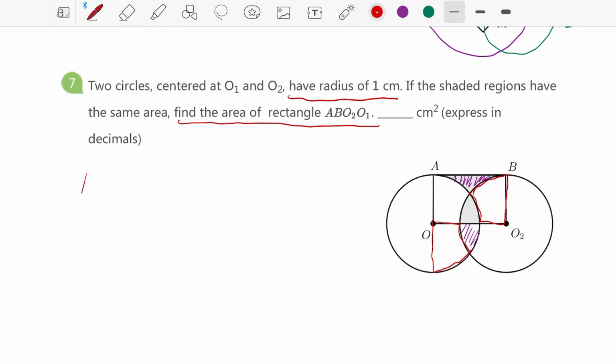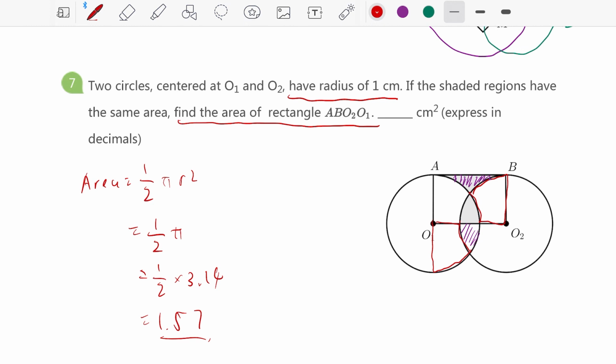So the area is just going to be pi r squared divided by 2, right? That's going to be half pi r squared. But what is r? We have 1, right? It's just going to be half pi. And half pi will just give us a final answer of half times 3.14, which is equal to 1.57. And that's the main idea for question 7.